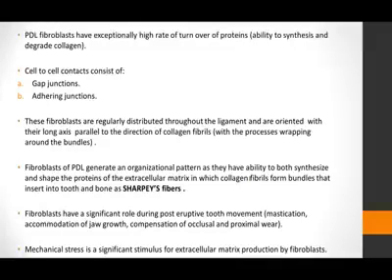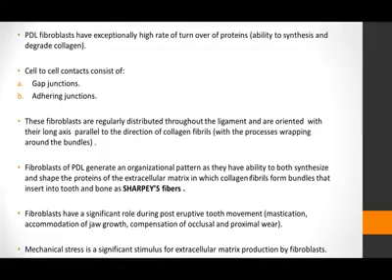The fibroblasts of the PDL generate an organizational pattern, and they have the ability to both synthesize the extracellular matrix protein and shape it, into which the collagen fibril bundles are inserted. The collagen fiber bundles of the PDL, which are inserted into bone and tooth on one side, the Sharpey's fibers, embed within the extracellular matrix. And that extracellular matrix is both synthesized and shaped by these PDL fibroblasts.